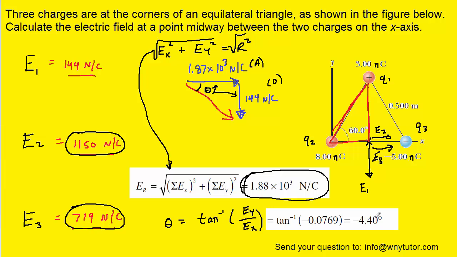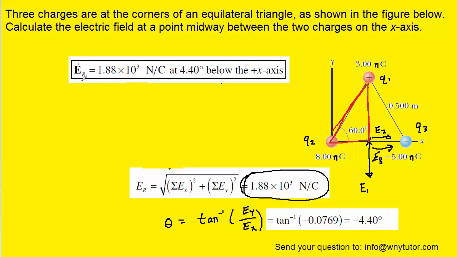So the final answer can be summarized as follows. The total electric field will have a magnitude of 1.88 times 10 to the third newtons per coulomb, and then the angle will be 4.4 degrees below the x-axis. Notice it was below because of that negative sign in the angle.